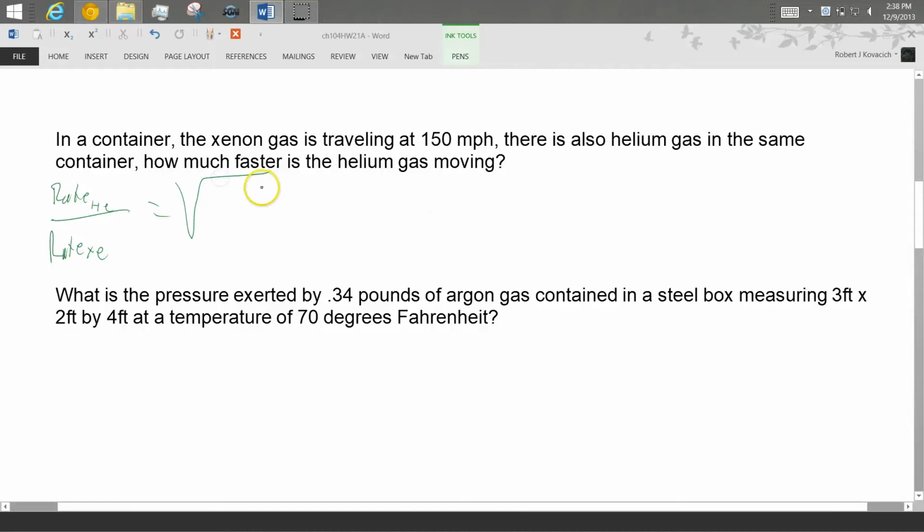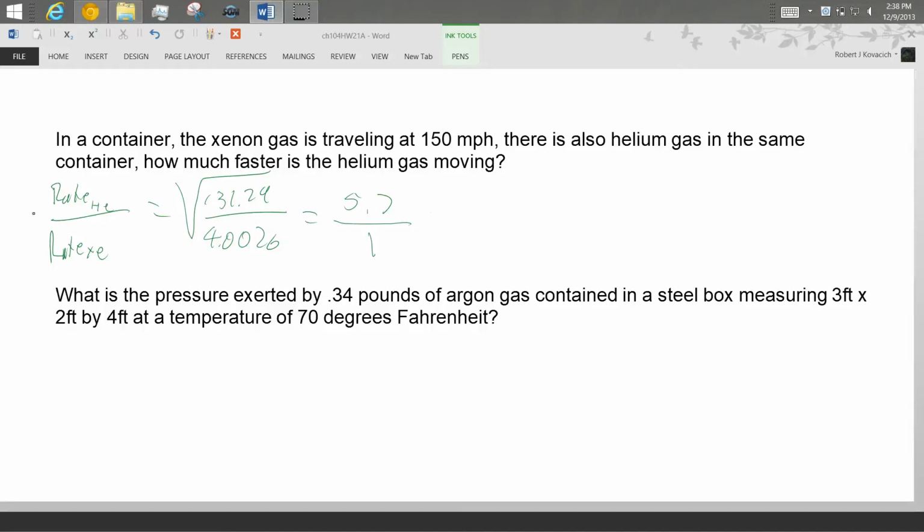And so then this is going to be the molar mass of xenon, which is 131.29, divided by the molar mass of helium, which is 4.0026. And if you do that, you end up with 5.7. So that's 5.7 over 1. What the 1 means is this is the rate of the xenon, and the 5.7 would be the rate comparable to the helium. So if your xenon's moving 1 mile per hour, your helium is moving 5.7 miles per hour.